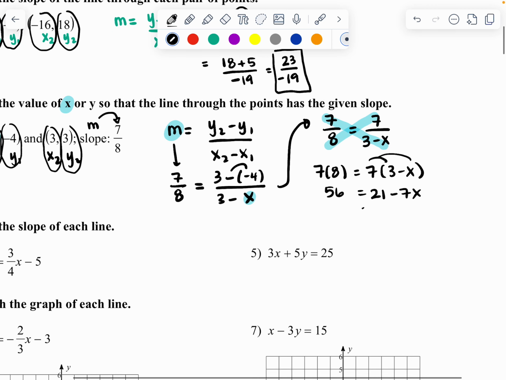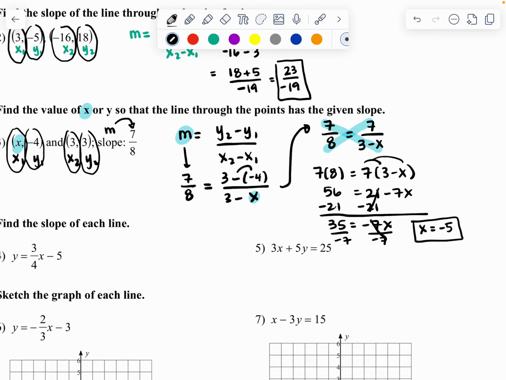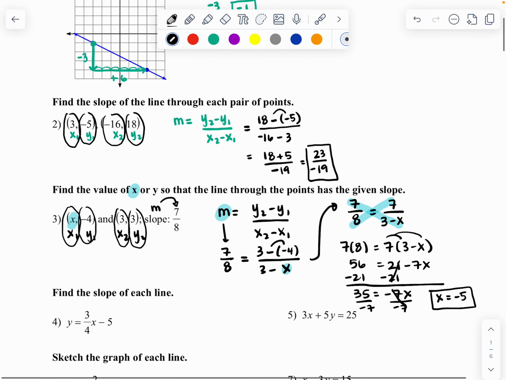And then if I subtract 21 from both sides, remember I'm just solving for the x, you're going to get 35 equals negative 7x. And then one last step, if I divide both sides by negative 7, I'm going to get that x equals negative 35 divided by negative 7, which is negative 5. All right, that one is a little bit trickier, I agree, but you guys, it's really not any different than number 2. You just know more information, okay?